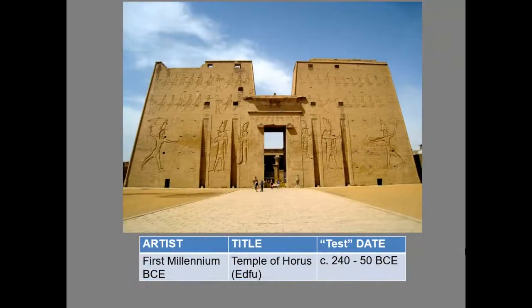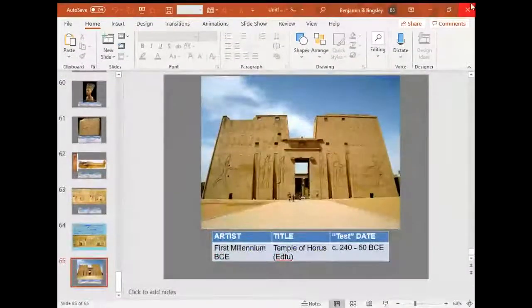The Temple of Horus is our example of a pylon entrance to a temple to a god and has sunken relief that comes to us from very late in Egyptian history. And of course, then Egypt becomes part of Rome.